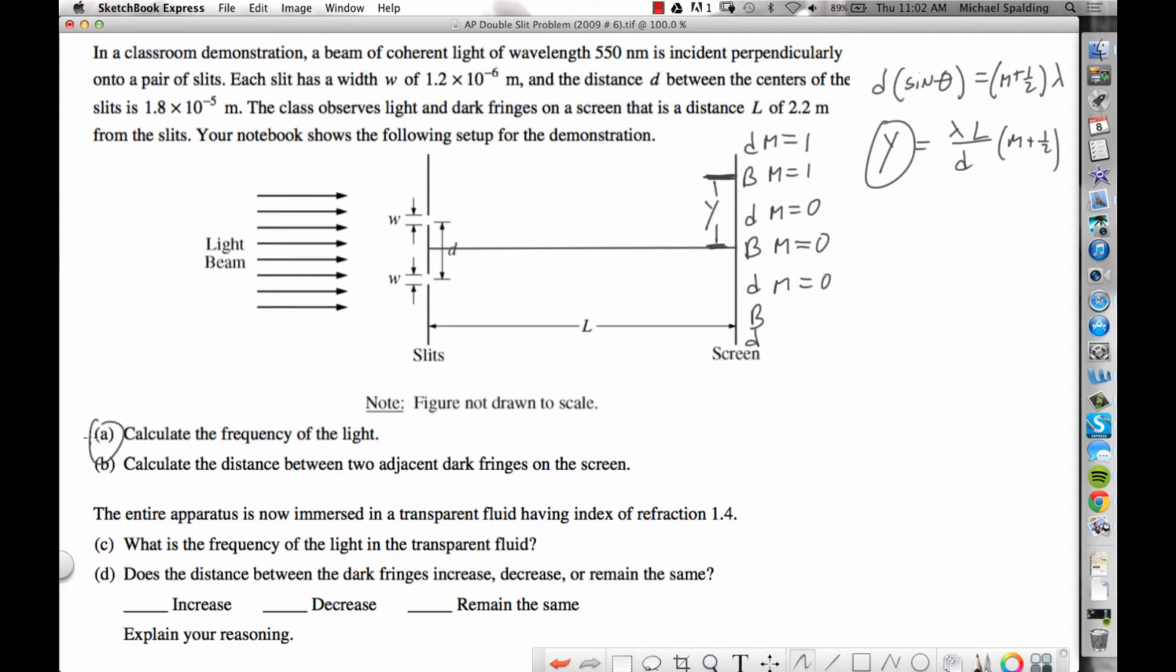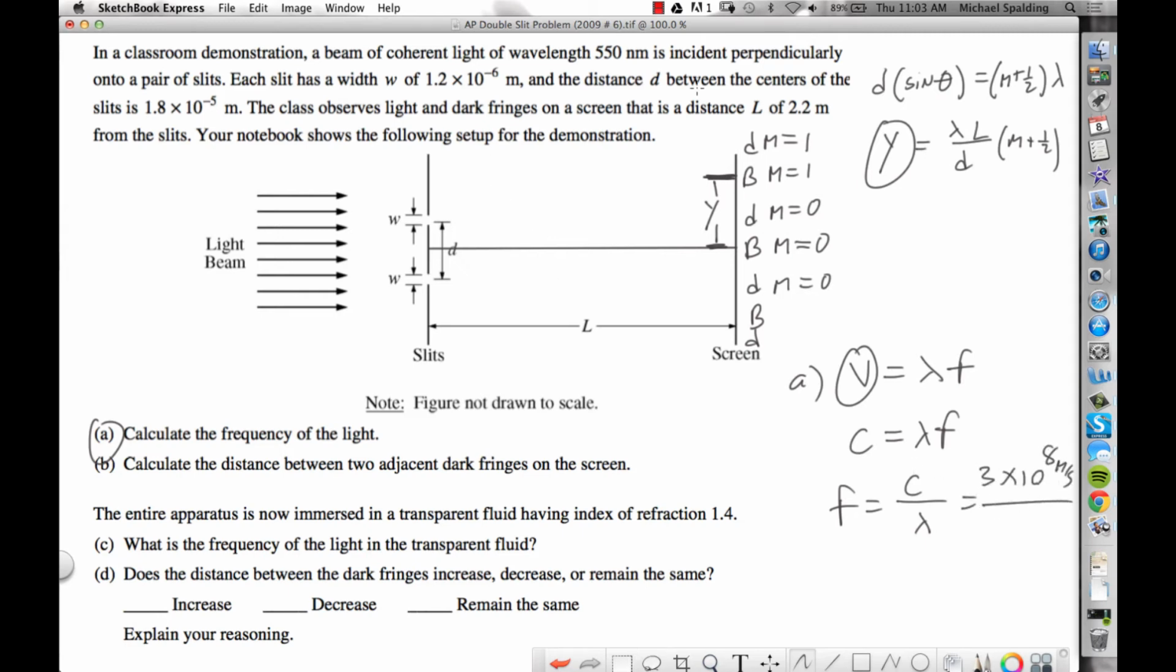First question. Calculate the frequency of the light. Oh my gosh, easy. So how do you do part A? Part A, we're using the wave equation. Velocity is wavelength times frequency. We happen to know the speed of light in a vacuum. Well, here we can assume it's air because they don't say otherwise. What does this v become? It becomes c, right? So frequency is going to be c over lambda. c is a constant, 3 times 10 to the 8th.